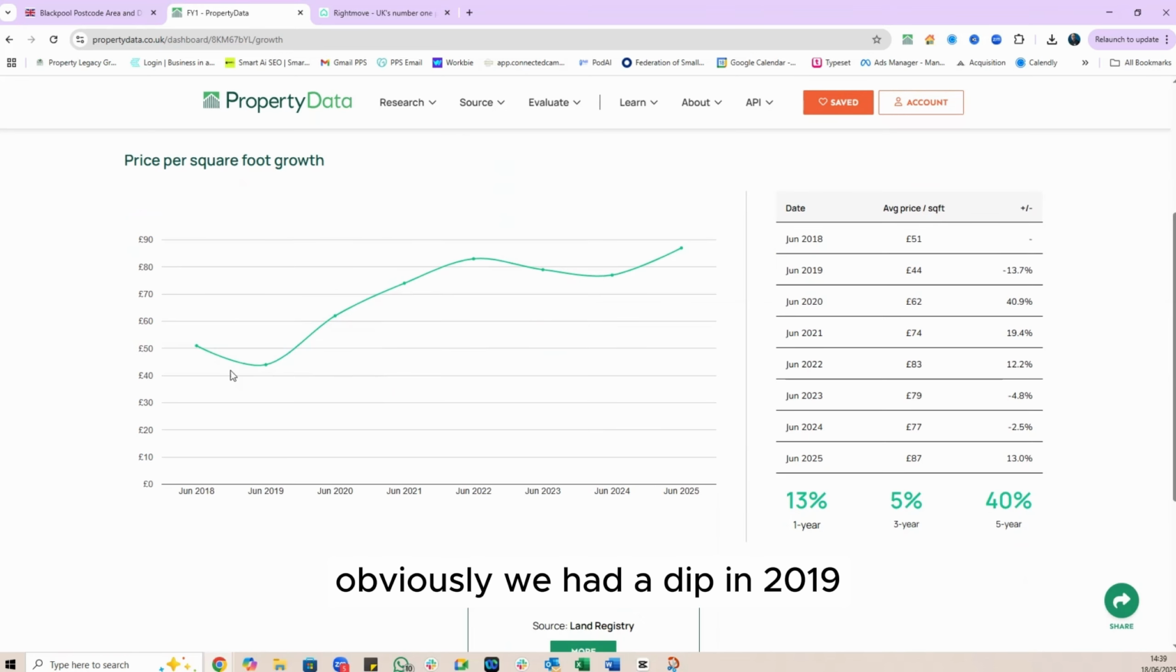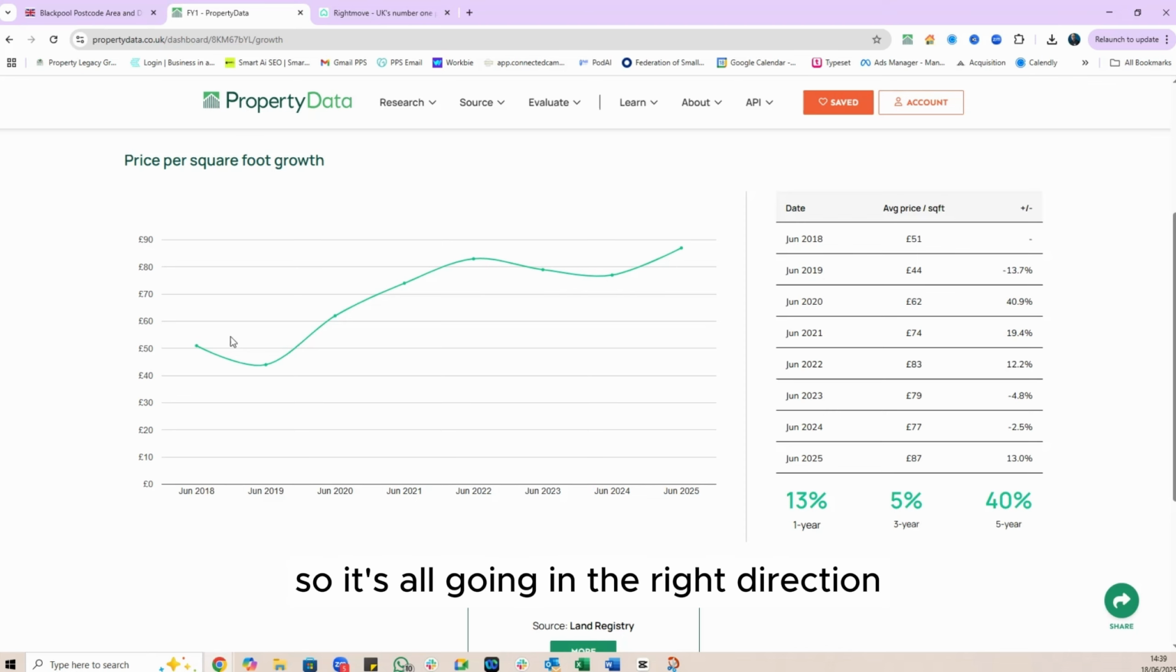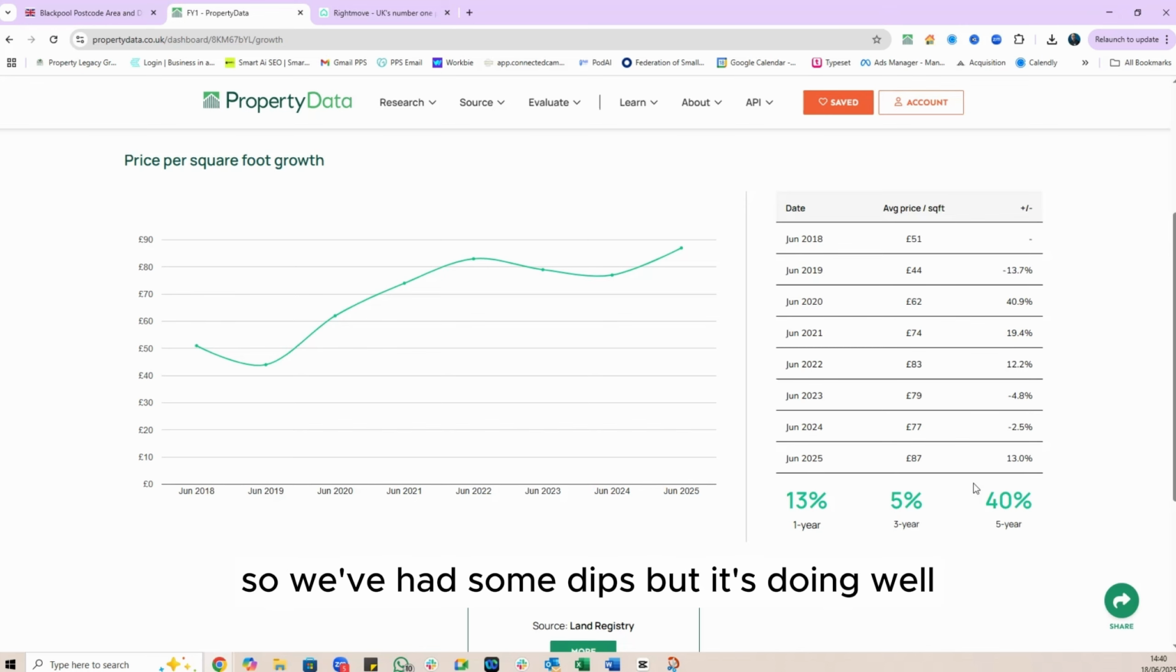Growth, obviously we had a dip in 2019. It's been on a rise, another dip in 2024, and now we're starting to see another rise again. So it's all going in the right direction. Yes, we had a dip here, but overall it's going up. It's not a huge amount, but it is growing. We're seeing these kinds of returns and increases over the years. So we've had some dips, but it's doing well.